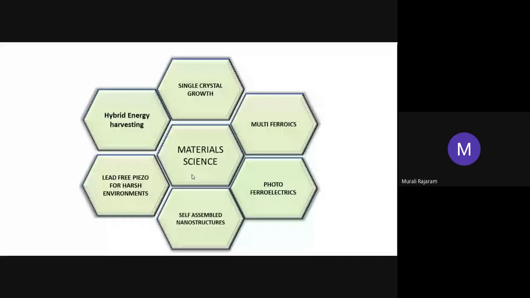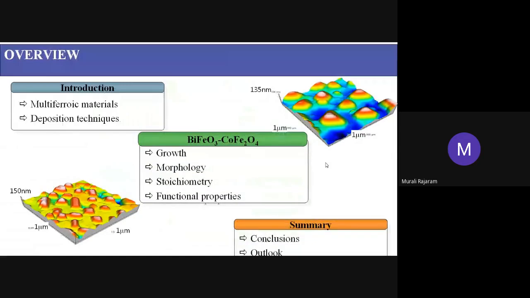So in this presentation, we are going to concentrate mostly on self-assembled nanostructures and some part of bulk multiferroic materials. Okay, so this is the outline of the first part of my presentation. I'm going to give a very brief introduction about multiferroic materials, and I'm going to introduce the deposition techniques used. I'm going to concentrate on the pulsed laser deposition method, with which most of the films I'm going to present now are grown.